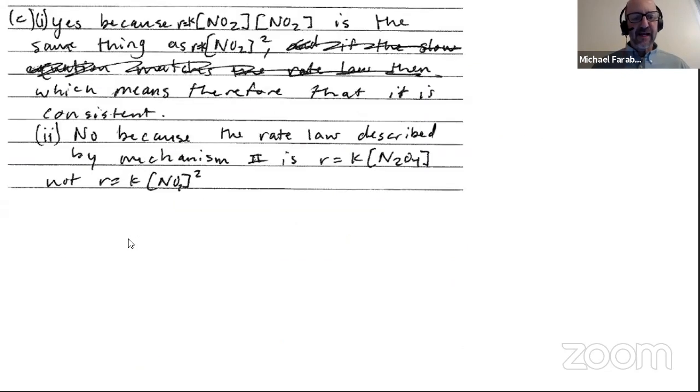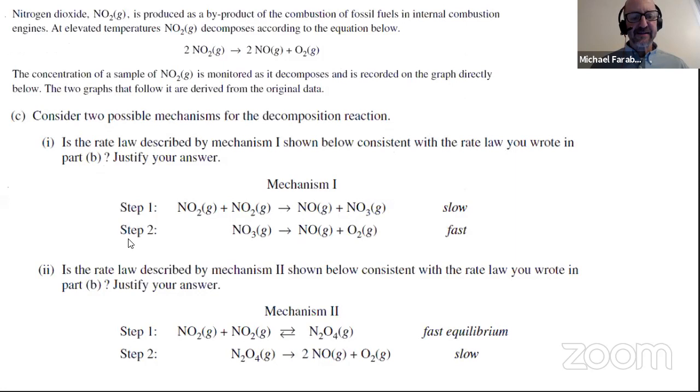They said yes for the first one. Yes, because the rate equals k times NO2 squared, which means that it is consistent. And then they said no for the second one, because the rate law described by mechanism 2 is rate equals k times the concentration of N2O4, which is not the same.